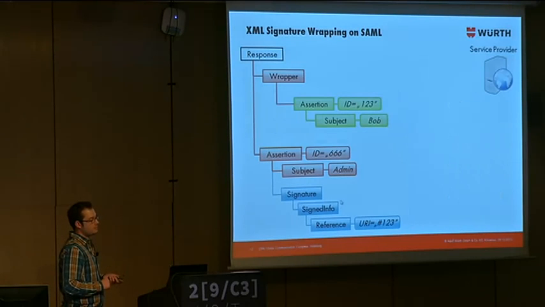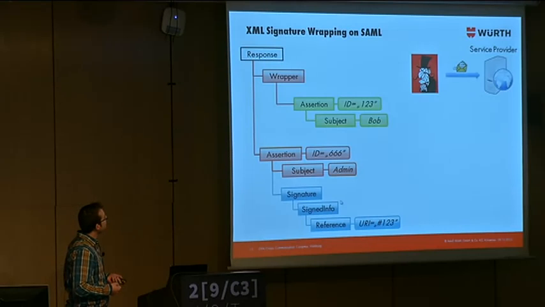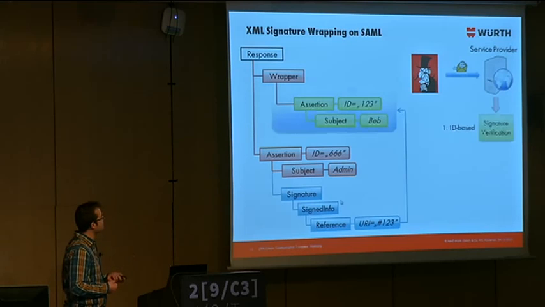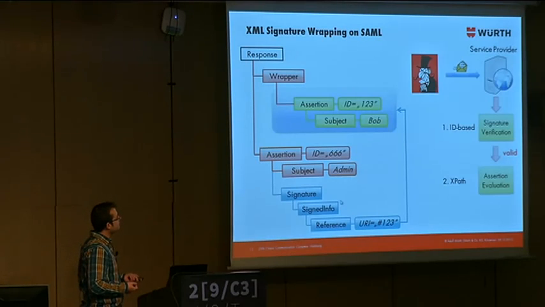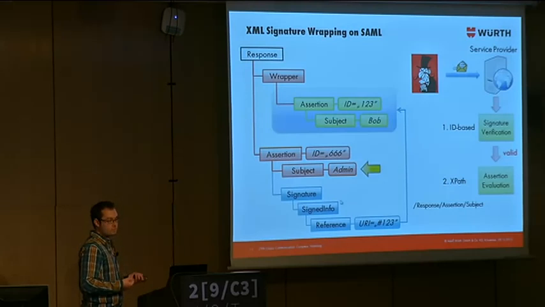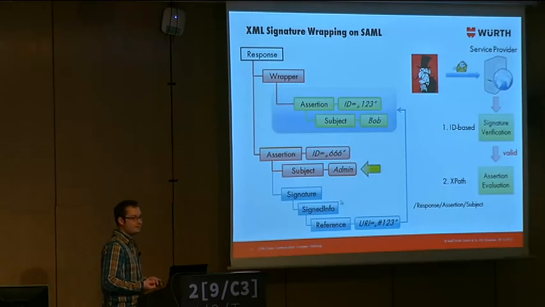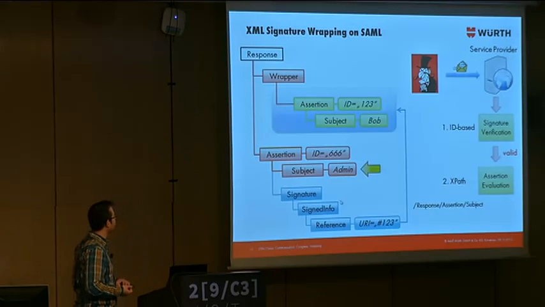So, and now we come to the processing on the service provider side. After sending the malicious assertion to the service provider, the signature verification takes place, and because this is ID based, the verification runs through and is valid. But the assertion evaluation is XPath based, and so the evil content gets evaluated. Yes, that's true. It really worked.